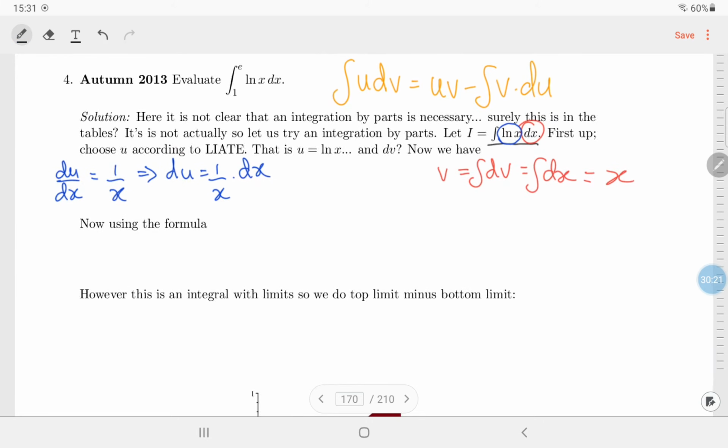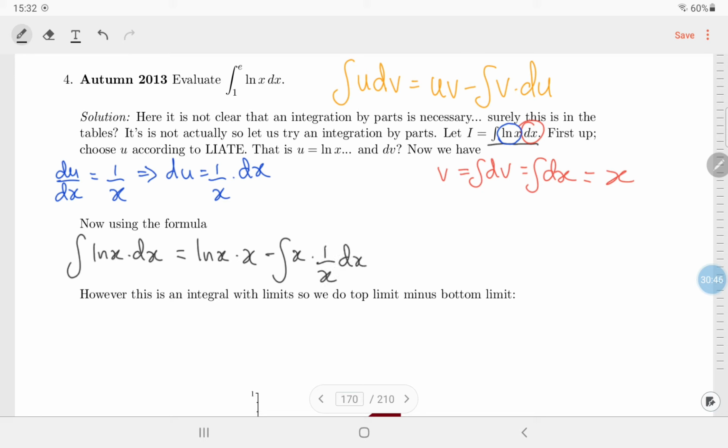So we have that the antiderivative of log of x dx is equal to uv. So what's the u? Log of x. What's the v? X. Minus antiderivative. What's v? X. And what's the last thing in the orange formula? Du is 1 over x dx.